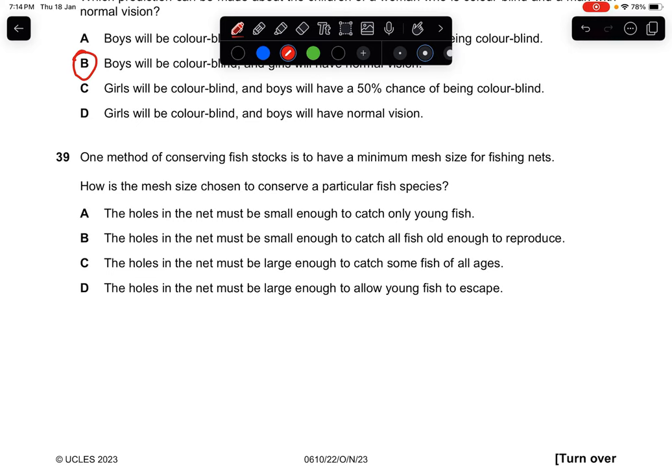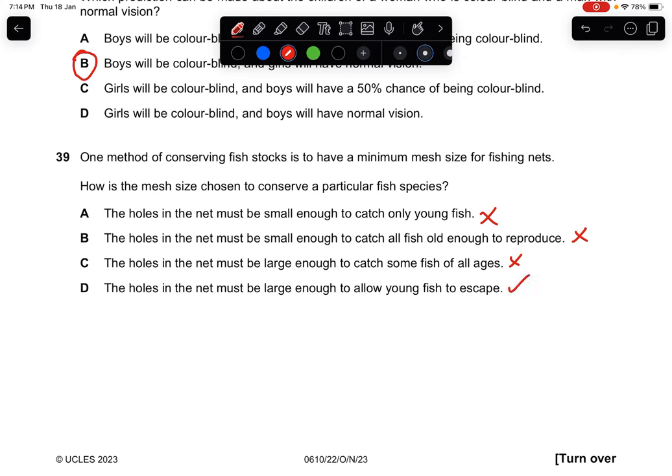Question 39. One method of conserving fish stock is to have a minimum mesh size for fishing nets. How is the mesh size chosen to conserve a particular fish species? The holes in the net must be small enough to catch only young fish. You don't catch young fish, you always catch the larger ones. The holes in the net must be small enough to catch all the fish old enough to reproduce. Nope. The holes in the net must be large enough to catch some fish of all ages. You always want to have the largest ones. The holes in the net must be large enough to allow the young fish to escape.